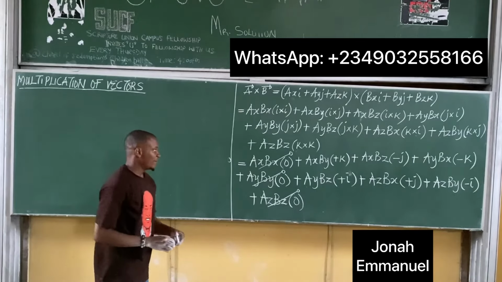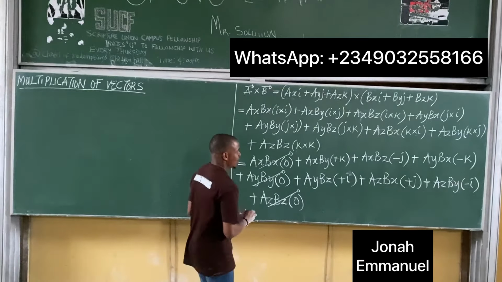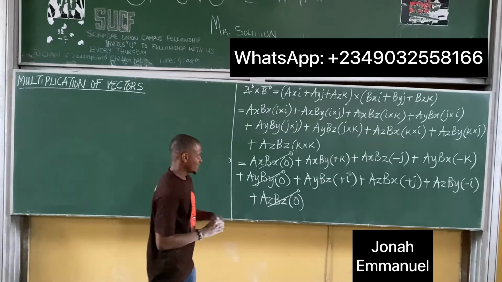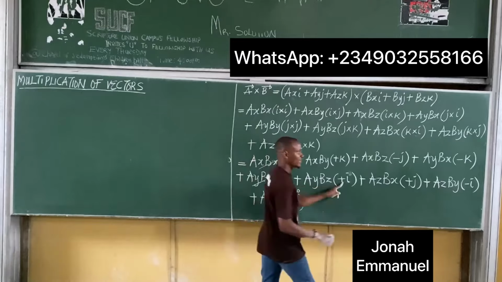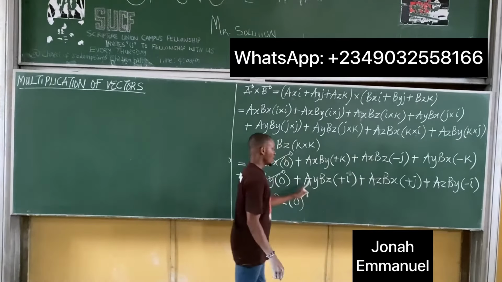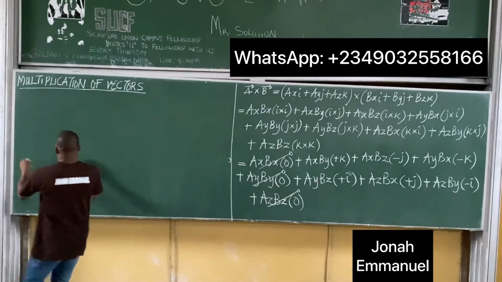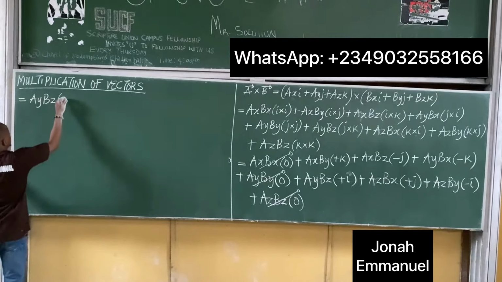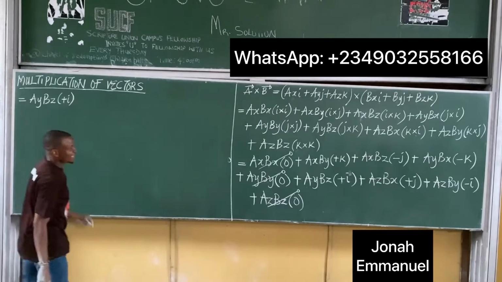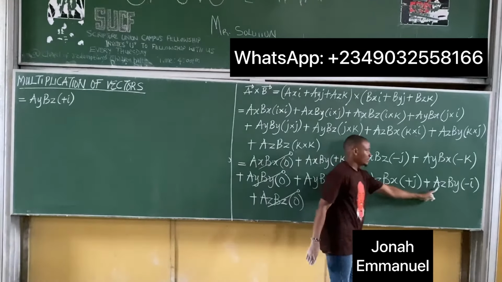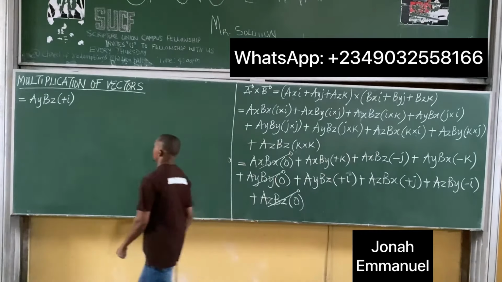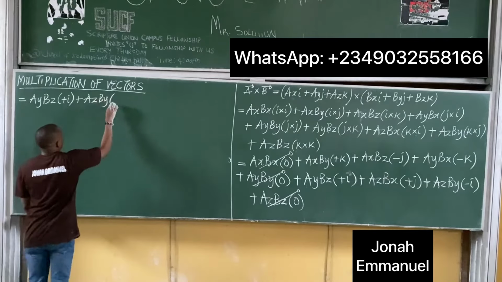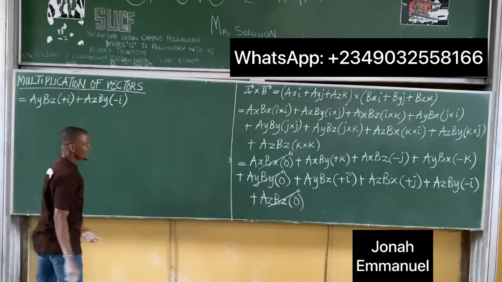Alright, so if you're done from here, I will take the ones having i's first. Positive i, negative i. This one has positive i, this has negative i. So it becomes AYBZ. So that's equal to AYBZ into plus i. Take the next i, which is minus i. That's AZBY. So plus AZBY into minus i. Take plus j.